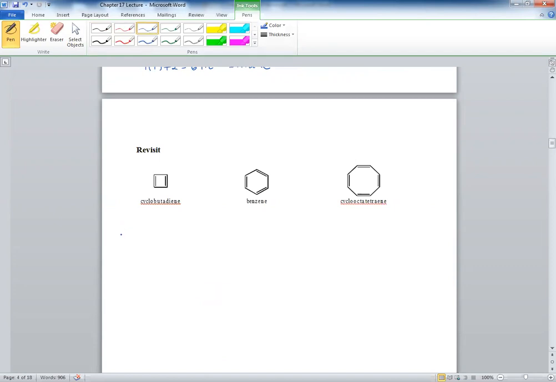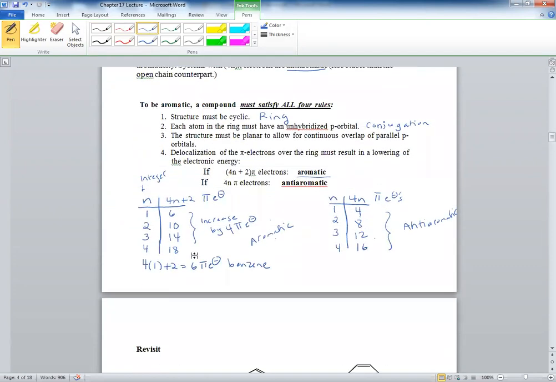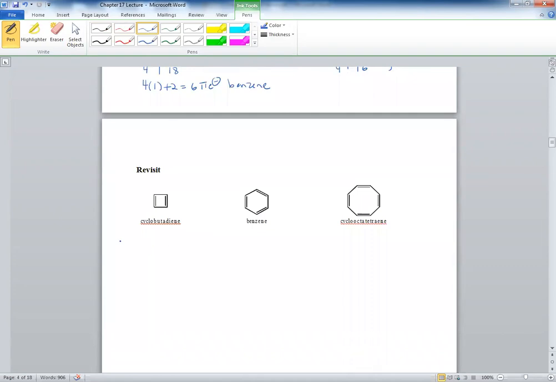Criterion number 1, if you go back up, says the structure must be cyclic. So the question is, cyclobutadiene, is it cyclic? Is it a ring? And the answer is yes, it is a ring. And this is also a ring. So all 3 of them are cyclic. I don't want to write too much because we don't want too much noise here.